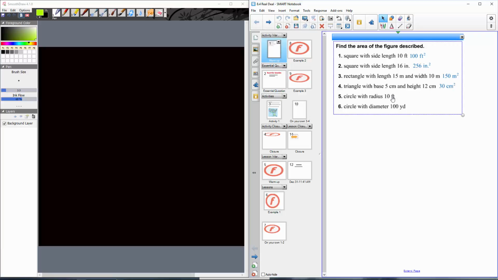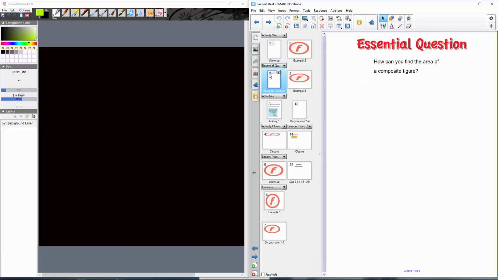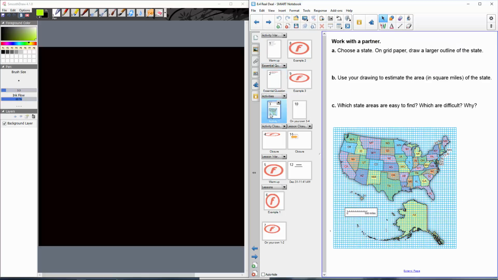If the radius is 10, it would be 10 times 10, which is 100 times pi, so it's like 314. And then finally, the circle has a diameter of 100, so I have to divide it by 2 first of all. And I get 50, so 50 times 50 is 2500 times pi is right about 7,850. So what we want to do today is figure out the area of composite figures, or shapes that are put together.